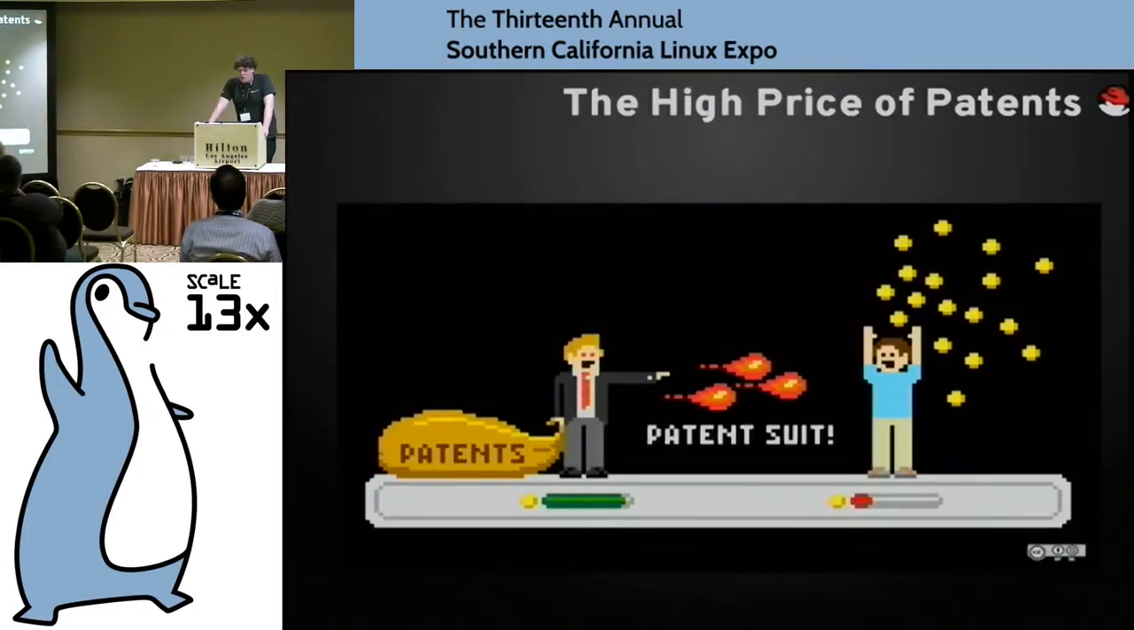Now, patents have a very high price. They're extremely costly. We are talking minimum $3 to $5 million in attorney's fees to fight a patent case successfully, with the possibility of enormous damages. In 2014, a jury found that Samsung needed to pay Apple $119.6 million for infringing 2 patents.